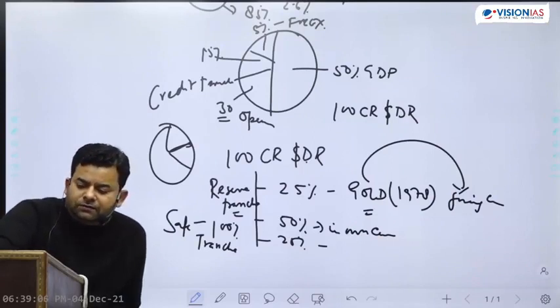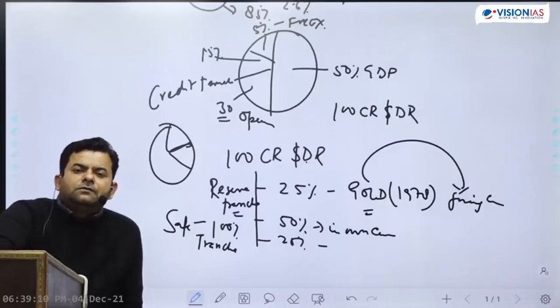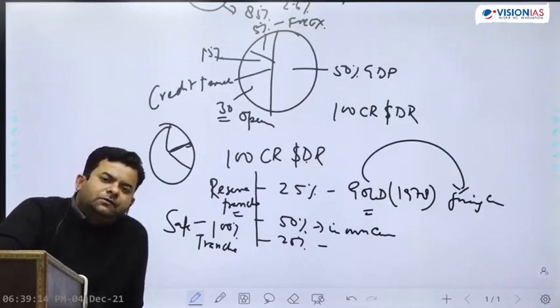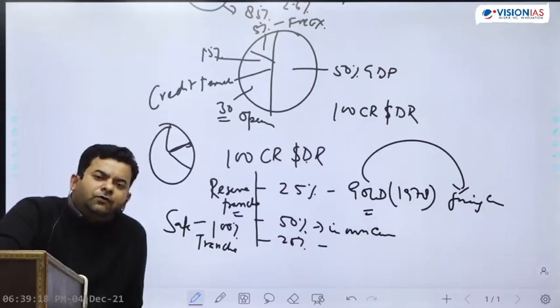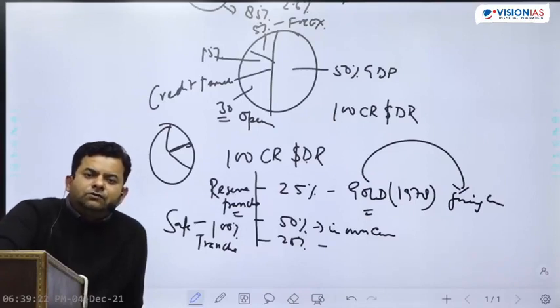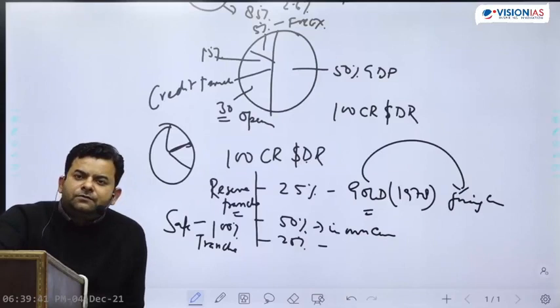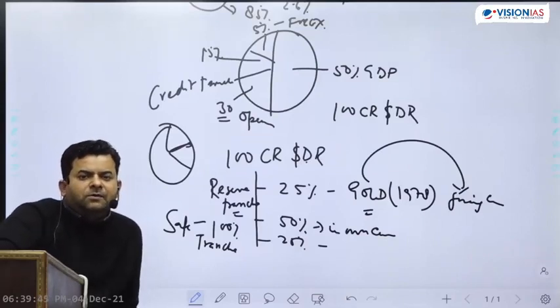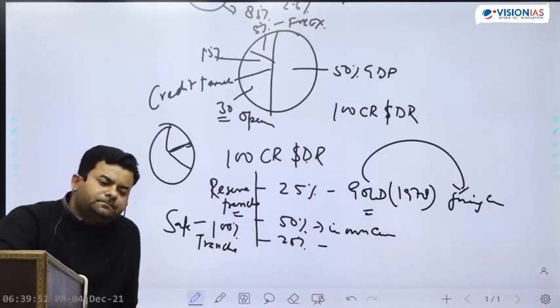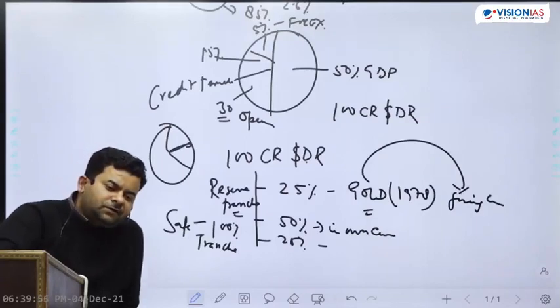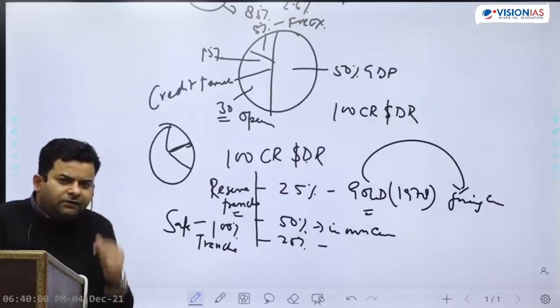Now, you can write that this IMF consists of first, a 24-membered board of directors, and second, a board of governors, where finance ministers are members.